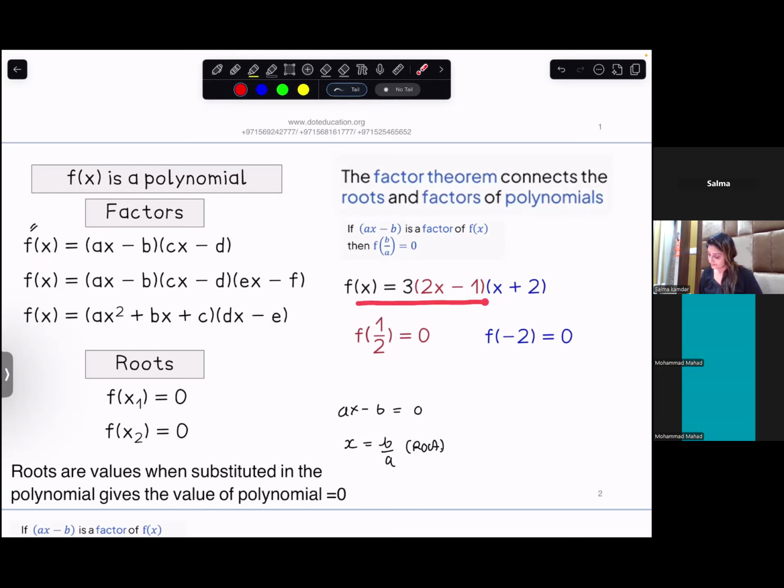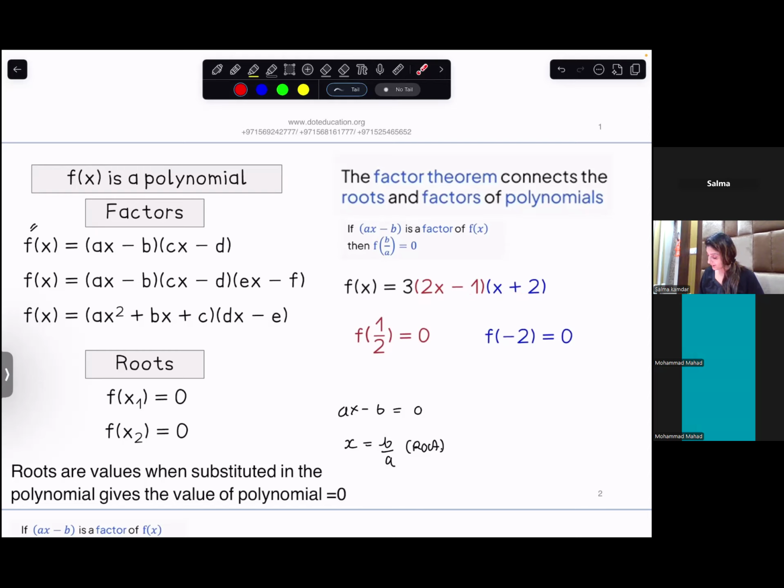It means that the roots of this... what are the factors? The factors are 1 by 2 and minus 2. 1 by 2 is the root. Remember that, a linear expression is a factor. So 2x minus 1 is a factor, x plus 2 is a factor. The roots will be 1 by 2 and minus 2.